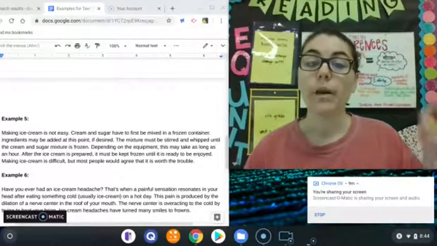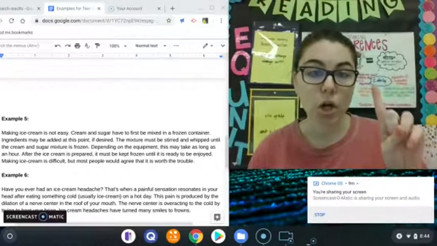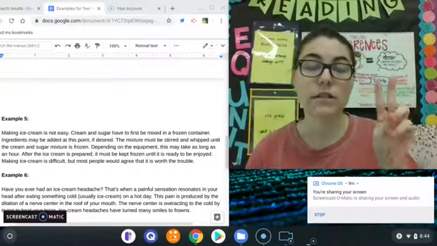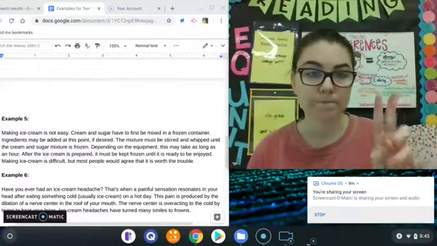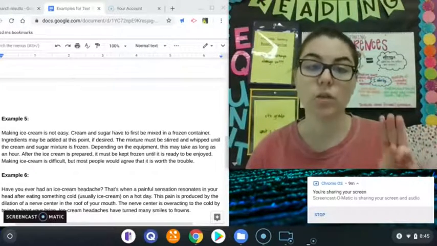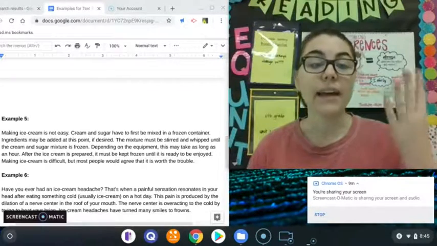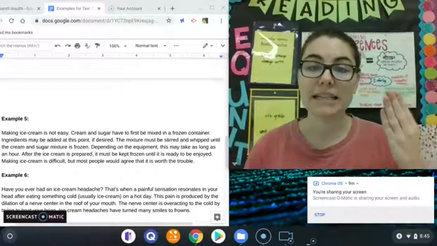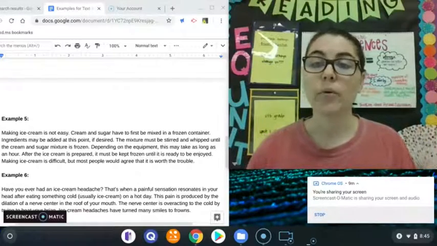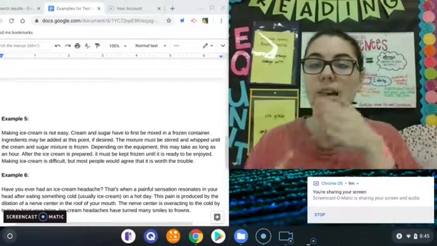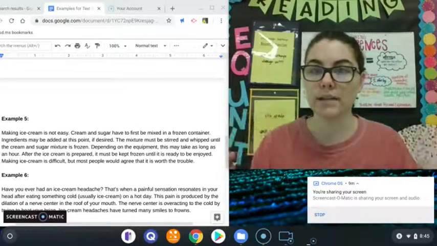So we know that the first step is cream and sugar added together. The second one is it needs to be stirred until it's frozen. Then the next one is you need to know that it's going to take an hour, and then you have to keep it frozen until you're ready to eat it. So that's an example of a process, boys and girls. It lets us know what we need to do first, second, third, and fourth, and it's a sequence or process.